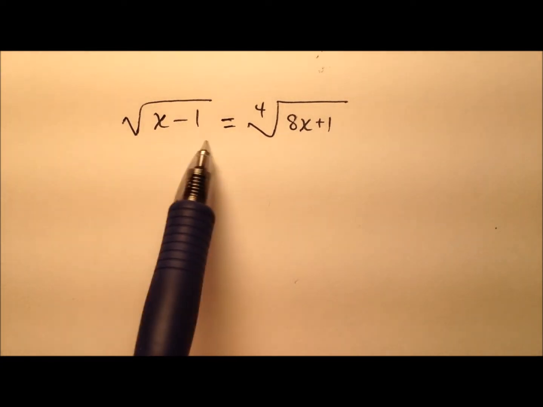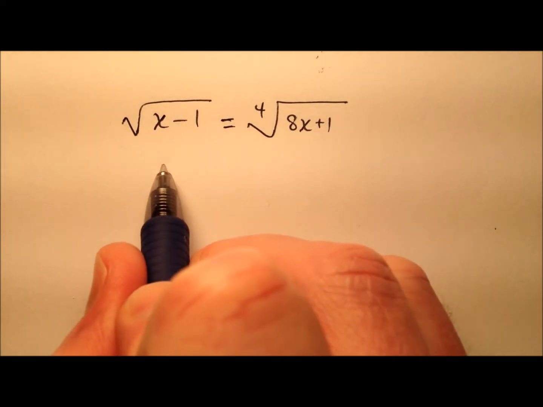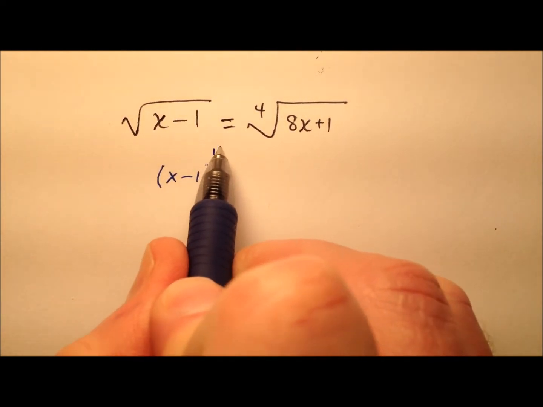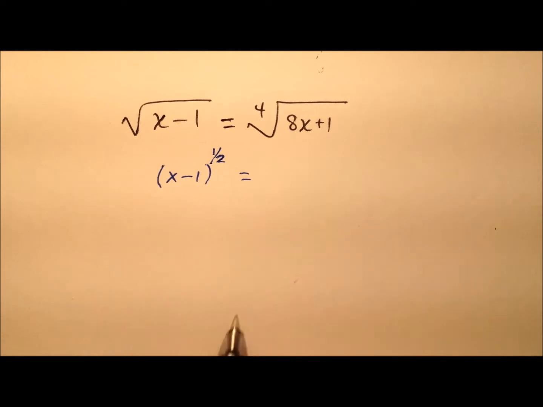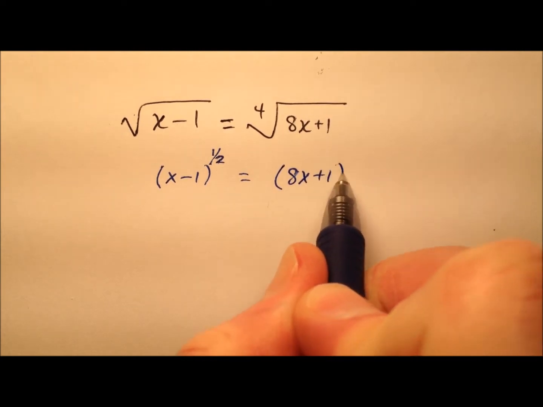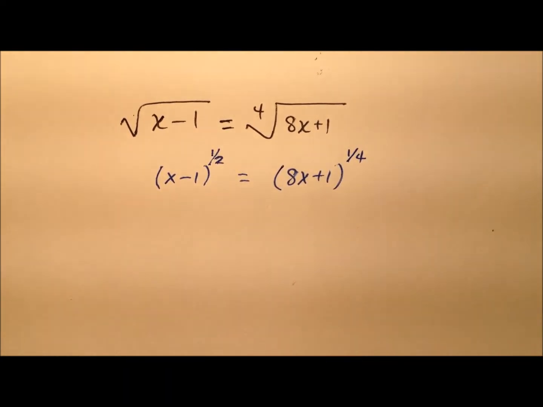Let's start by turning each one of these radical expressions into having rational exponents, which means instead of being a square root, we're going to say this x minus 1 is raised to the power of 1/2. And again, that 2 is this square root right there. And the same thing on the right side. Let's take this 8x plus 1 and raise it to the power of 1/4. And again, that's that fourth root right there.